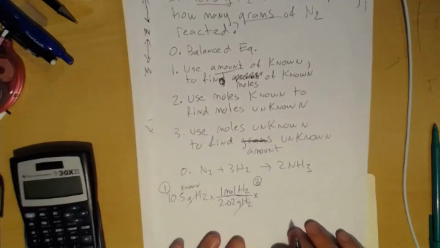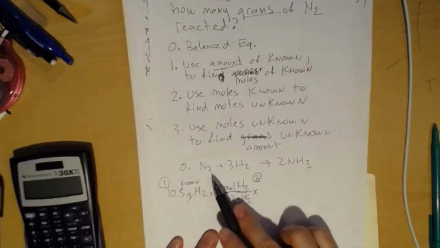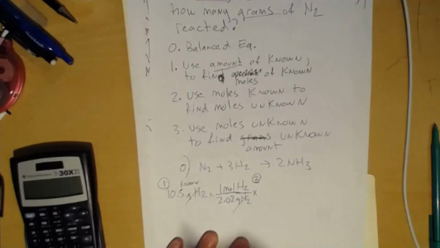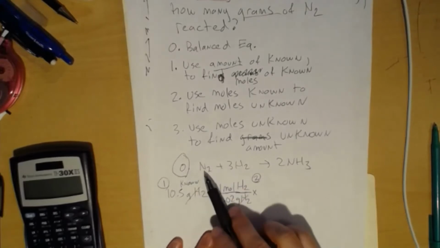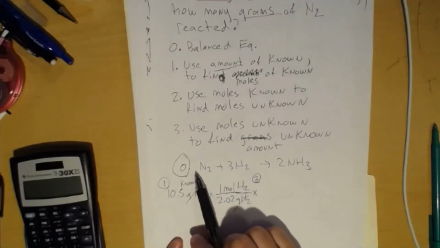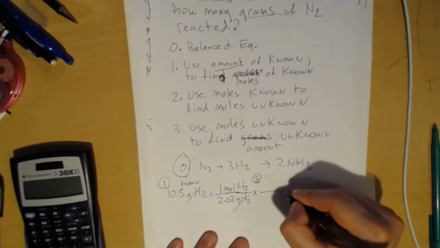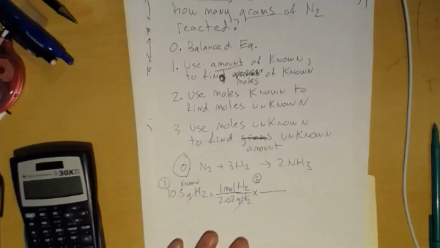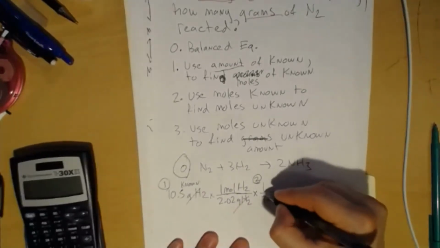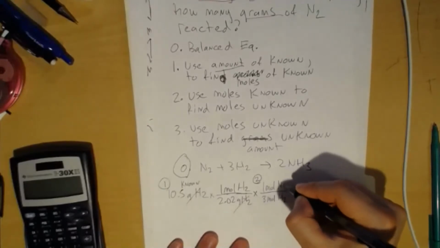So what's the mole ratio between hydrogen and nitrogen? Let me circle it, that's not a coefficient. What's the mole ratio between hydrogen and nitrogen? 3 to 1, because there's secretly a 1 in front of the nitrogen. Where does the 3 go and where does the 1 go? 3 goes on the bottom, 1 goes on the top: 3 moles of hydrogen on the bottom, 1 mole of nitrogen on the top.